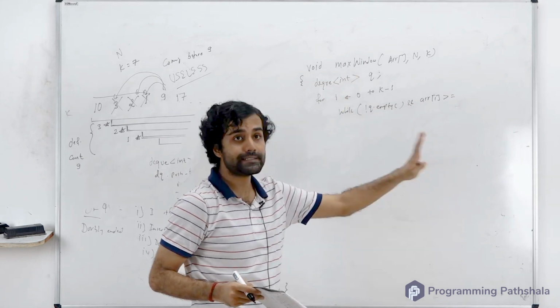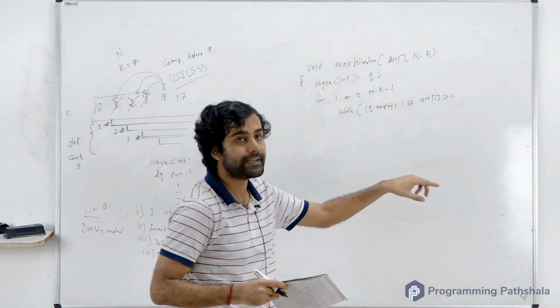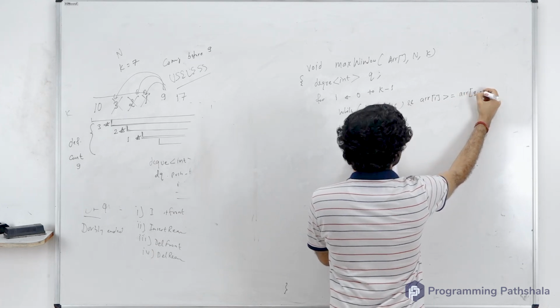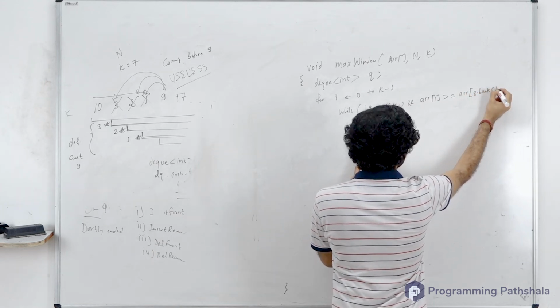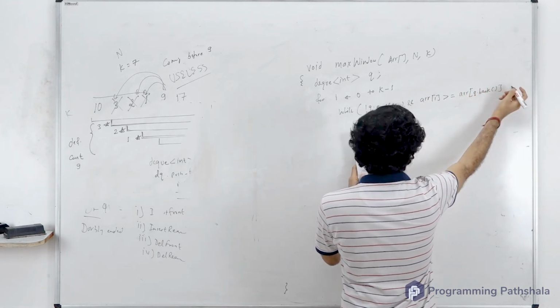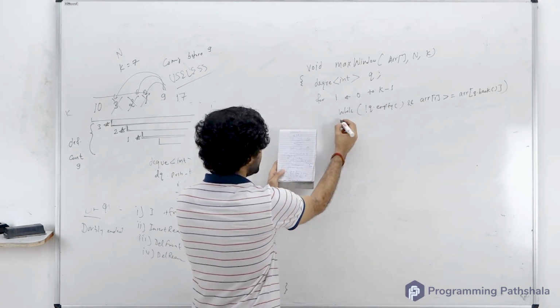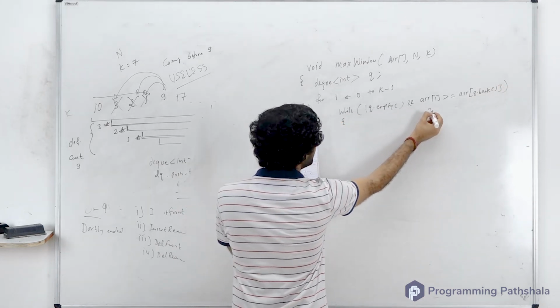Now the rear end doesn't contain the element, it contains the index of the element. So I need to compare this with array of q dot back. I think this is q dot back or q dot rear. Please check on your own. Okay. So as long as this is the case, what would you do?